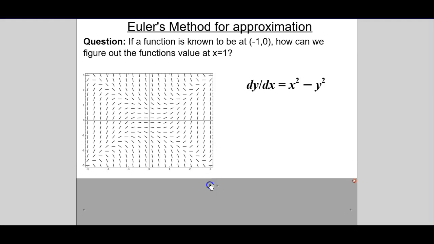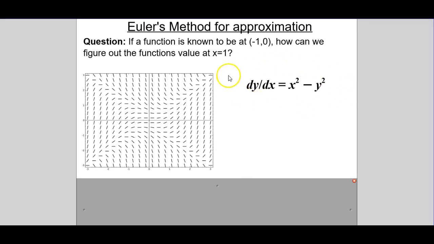A little bit about a method for approximating the value of a function, and this is going to be called Euler's method. So just a general question here to begin this process. If a function is known to have a value of (-1, 0), how can we figure out the function's value at x equals 1?